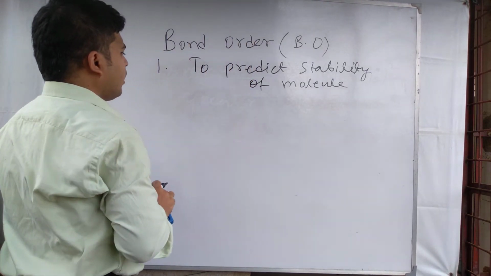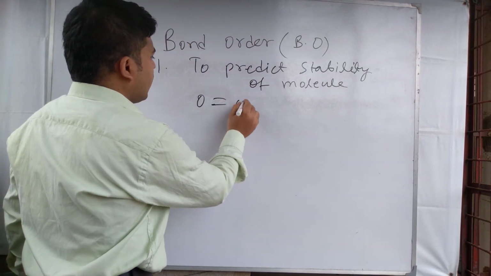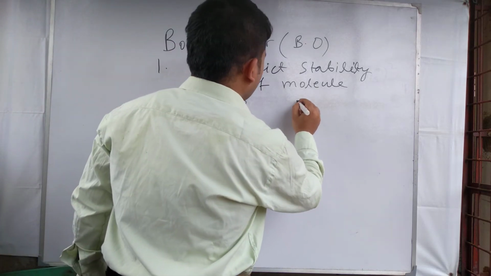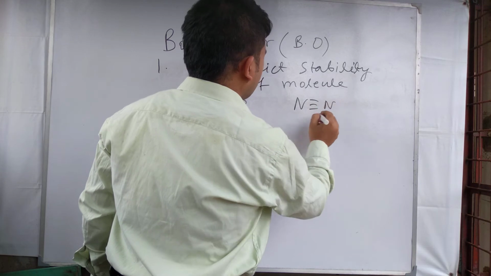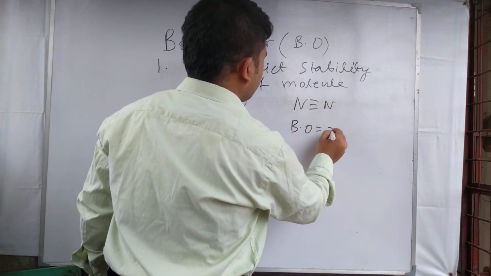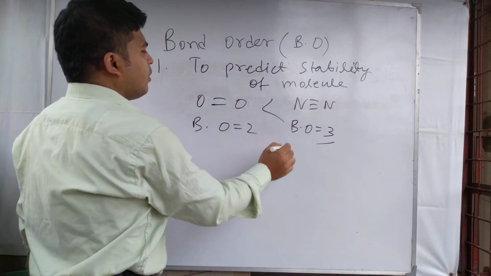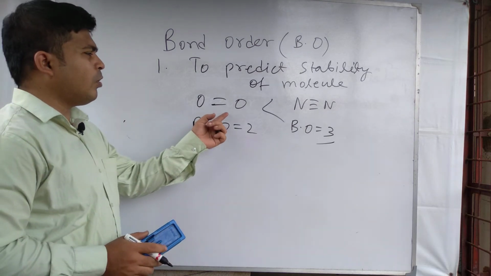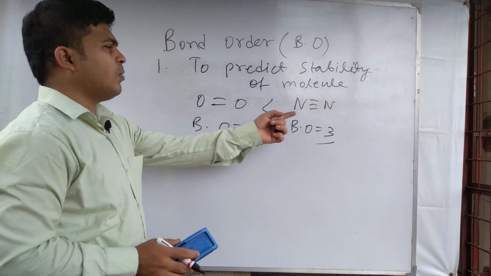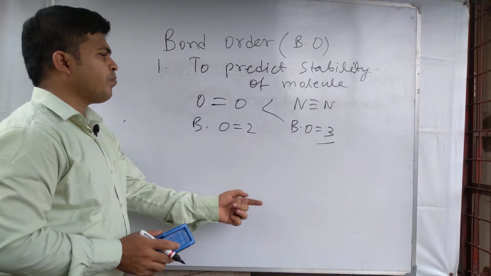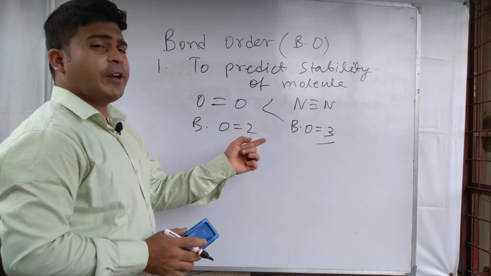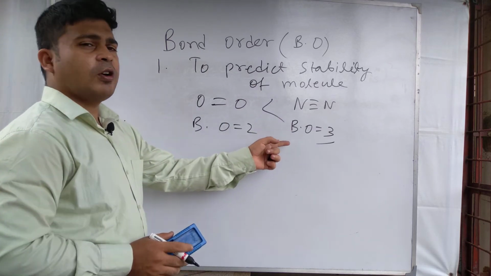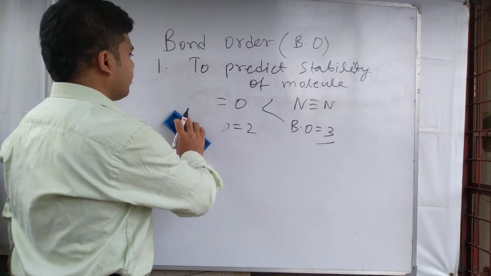As for example, O2 has a BO of 2 and N2 has a BO of 3. This means N2 is more stable than O2, because the bond order in O2 is 2 and the bond order of N2 is 3. So bond order has a direct relation with stability. With increase in bond order, stability increases.